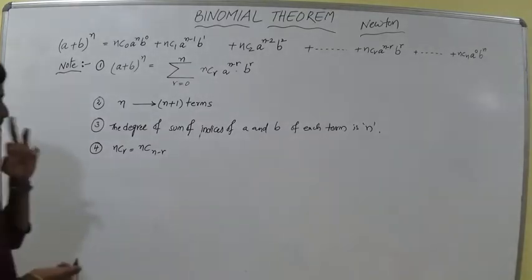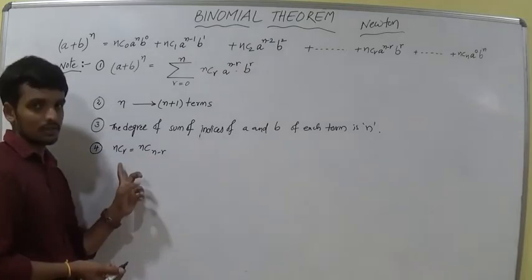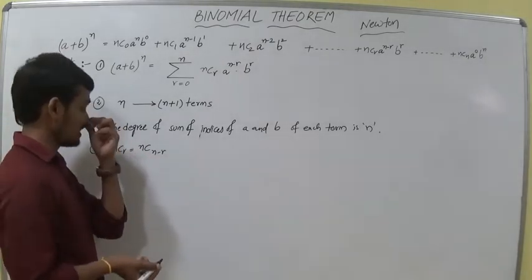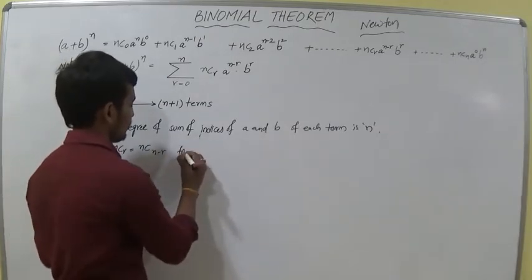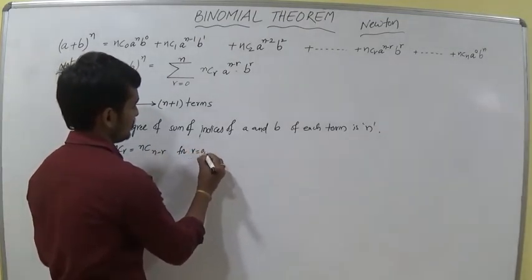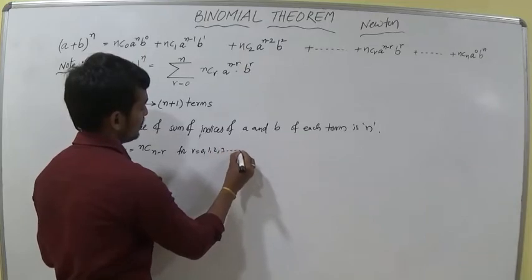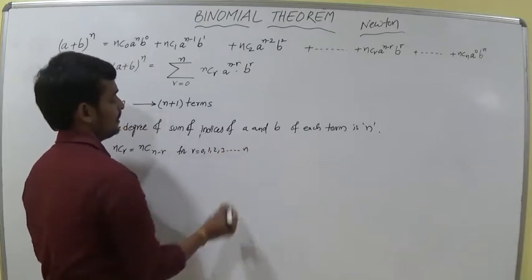Yes. So nCr is something we know very well about. Already we have discussed this in the last class. nCr is equal to nC(n minus r), for r equal to 0, 1, 2, 3 and so on up to n.